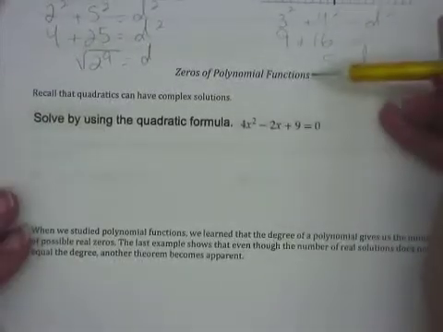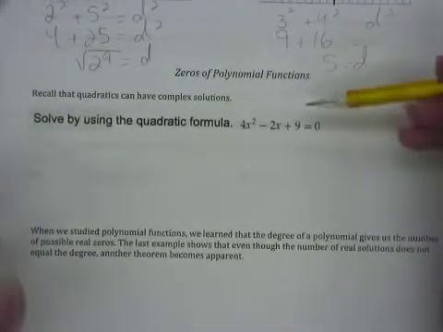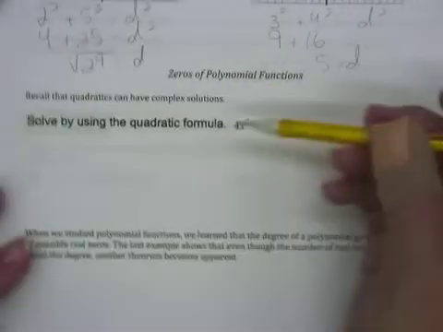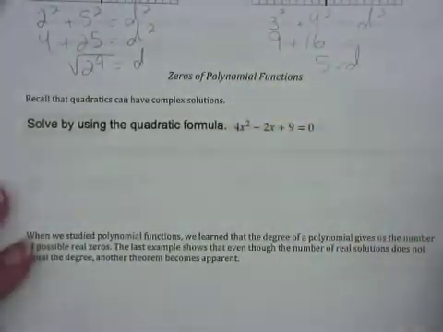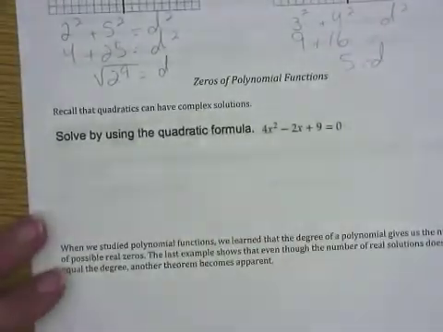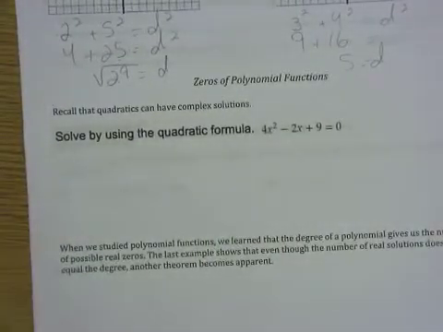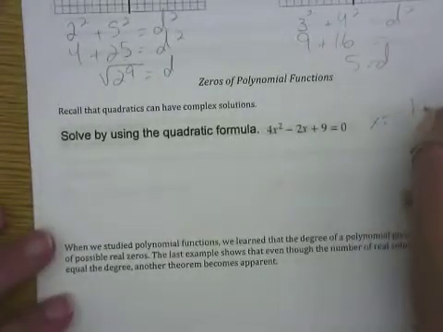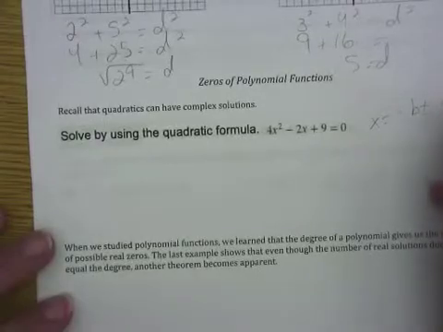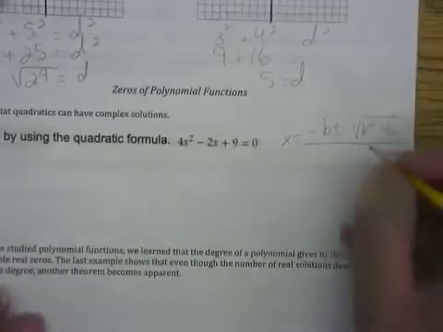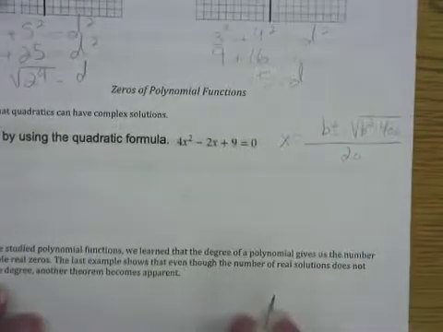Before we start looking at what complex numbers have to do with polynomial functions, let's remember that sometimes we can have complex solutions to a quadratic equation. So the instructions for this problem ask us to solve it using the quadratic formula. Remember what that is. It's x equals the opposite of b plus or minus the square root of b squared minus 4ac all over 2a.